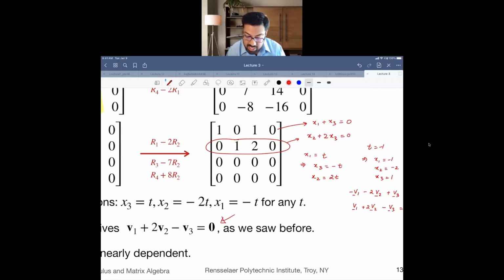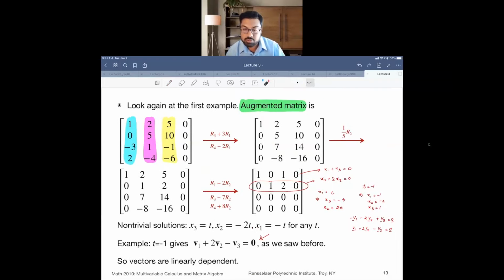So we were essentially able to find a non-trivial solution to our vector equation k1 v1 plus k2 v2 plus k3 v3 equals 0, which makes it a linearly dependent set of vectors. So we can say these three vectors over here are a linearly dependent set of vectors. Questions here?